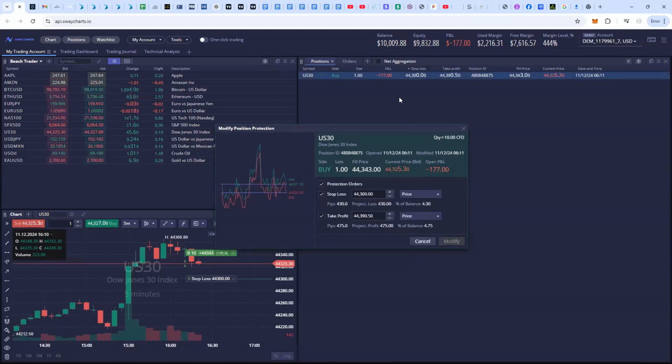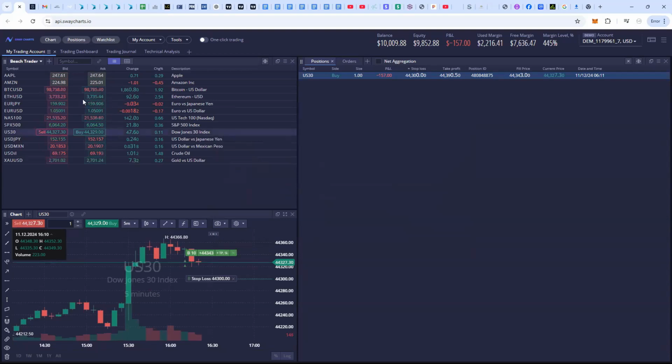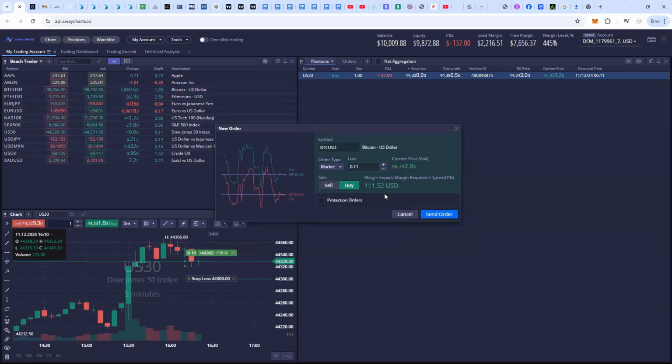And this is demo. And this is how you want to learn to trade, through demo. And then we'll go back to this in 1 second. Let's take another trade. Let's take another fun trade. Okay, let's take Bitcoin again. We want to buy Bitcoin one more time.